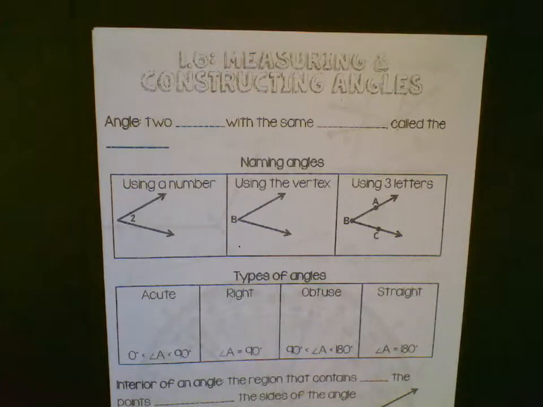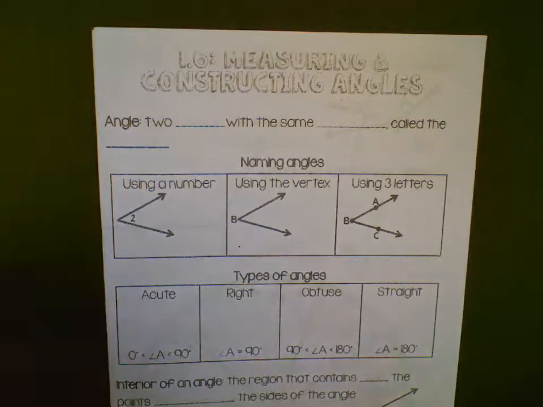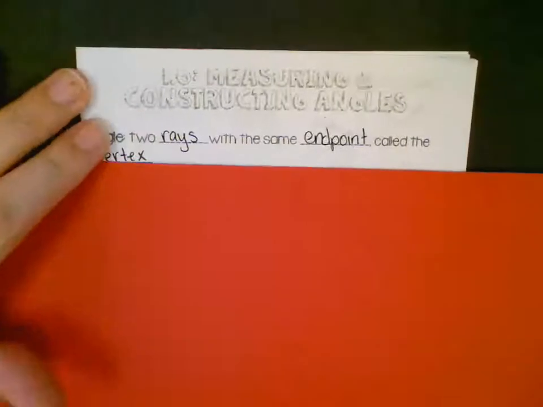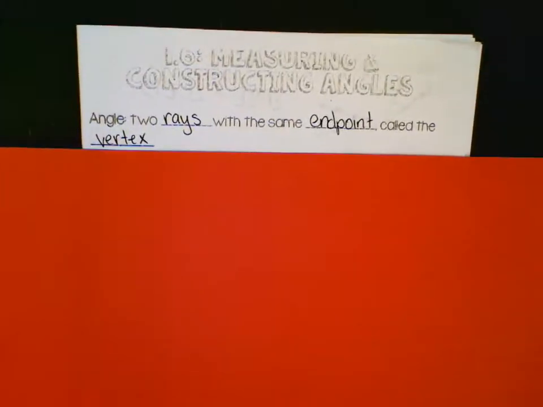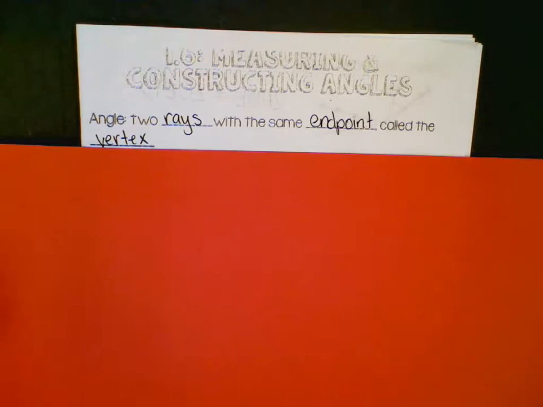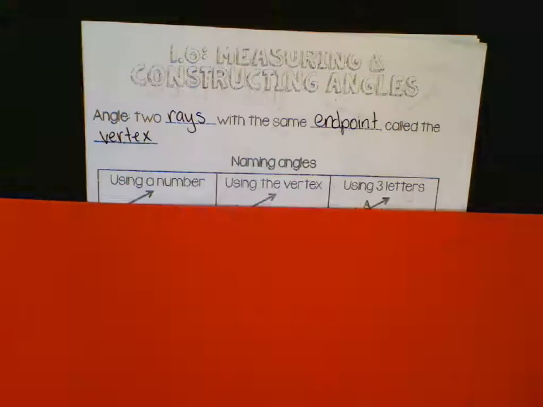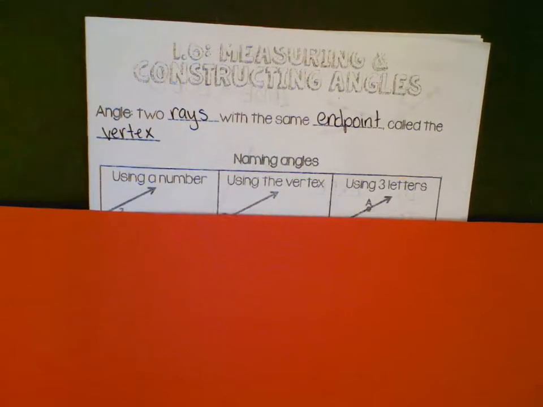Okay, guys, so this lesson is on 1.6, so it's all about angles. So let's dive right in. Okay, so an angle is defined as two rays with the same endpoint, and that endpoint is the vertex of the angle. So we can name angles in a couple different ways.